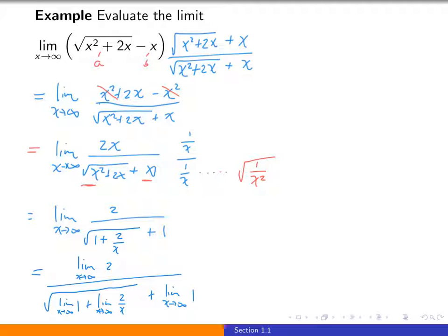And the power of applying our limit laws is that we've now broken this up into 4 individual limits, but they're all limits that are simple for us to evaluate. So the limit of 2 over x in the bottom is 0. The other limits are all the constants. The limit of a constant is that constant. So the value of this limit is 2 over 1, which is the number 2.